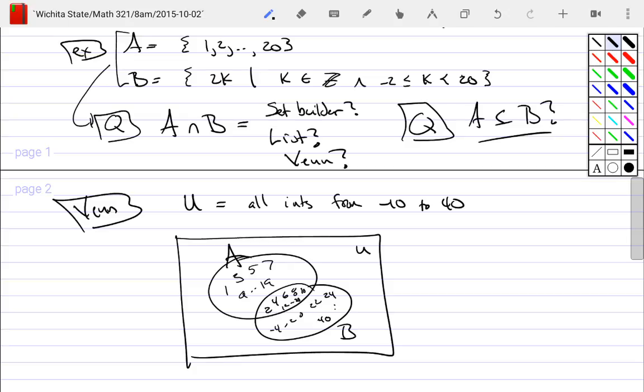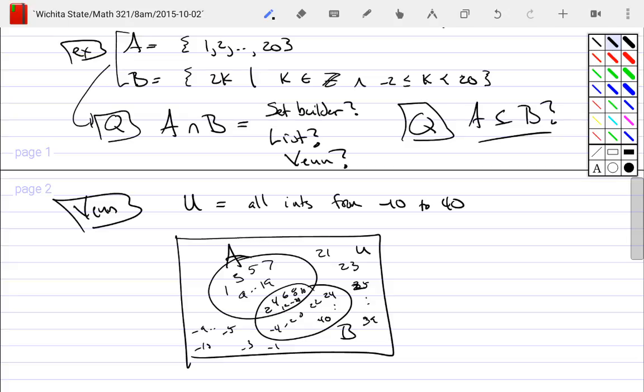What would be the things in the universe that are not in those sets? Everything else, which should be what? -10, -9, down to -5, and then a -3, and then a -1. But then 0, 1, 2, 3, 4, everything up to 20 is there. But then 21 is out here, 23 is out here, 25 is out here, all the way up to 39. Now, those are messy with the ellipsis type of stuff, but I would make it smaller.